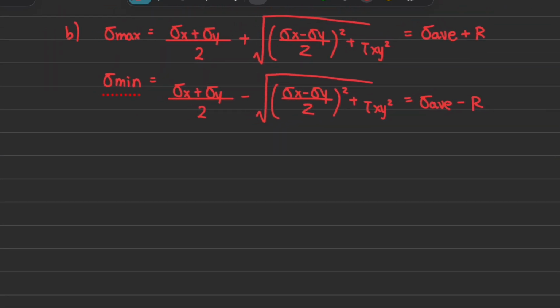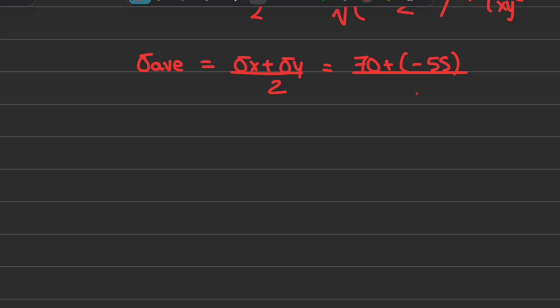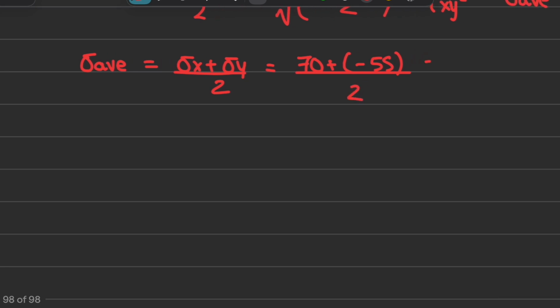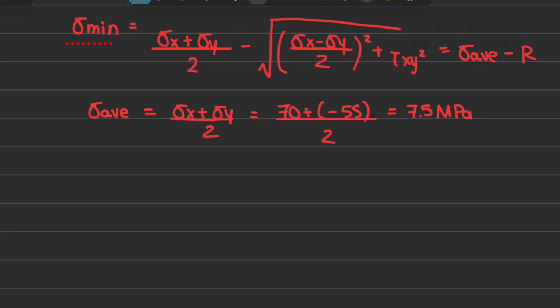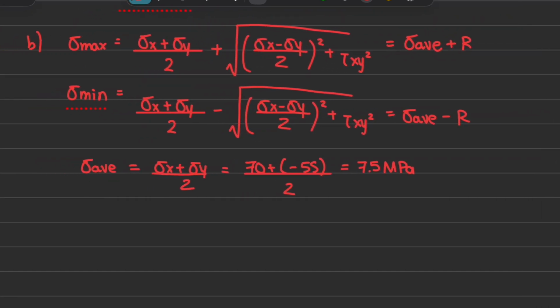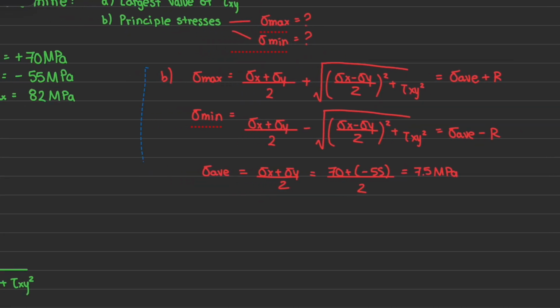So to simplify our life, what we do is, let's just find our average. It's the same for both. So we know both of these values, 70 plus minus 55 over 2, and that's 7.5 megapascal. So now we plug this in for both.